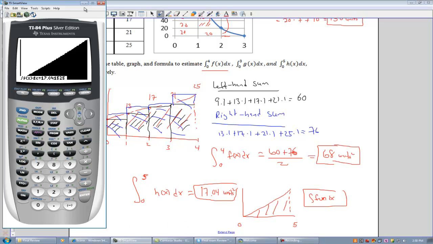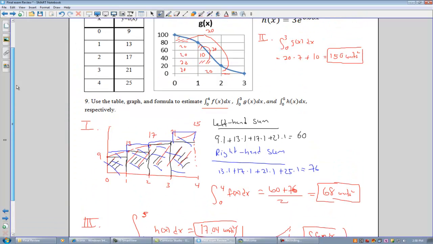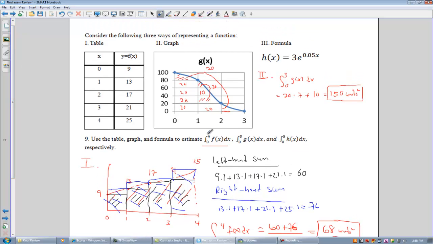And so that's how you can use these 3 different representations to approximate or estimate area and find these definite integrals.